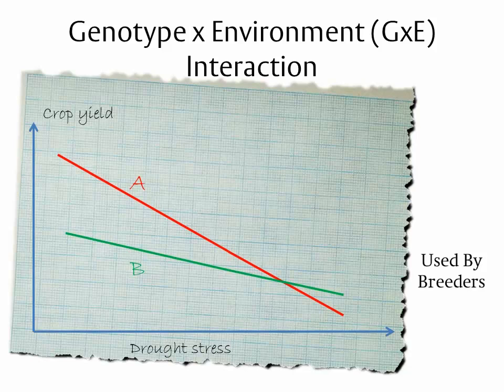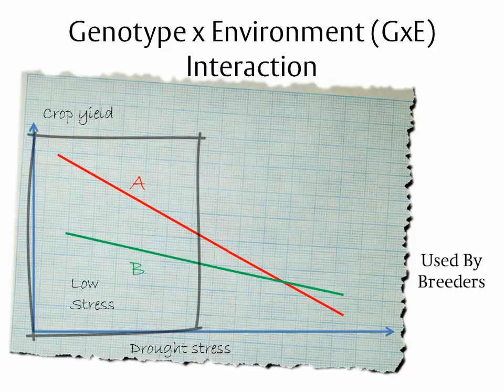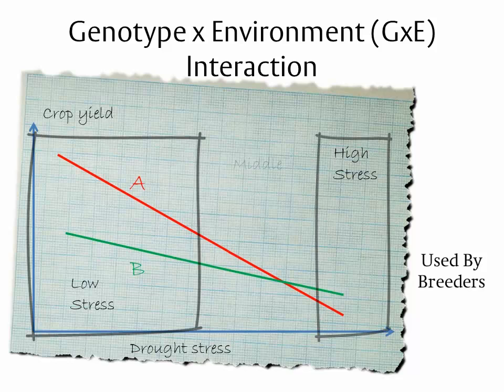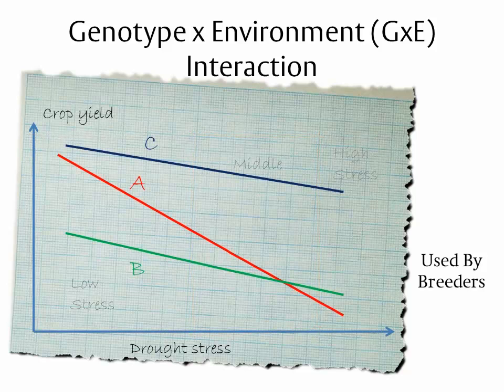We might identify three different types of environment. There are those low stress environments where A is clearly superior. There are those high stress environments where B is superior, and there are some around the middle where it doesn't really matter which of the two. A variety like C would be highly desirable. It's good everywhere, and it's relatively stable. Its yield does not decline so much when drought increases. But such things rarely exist.